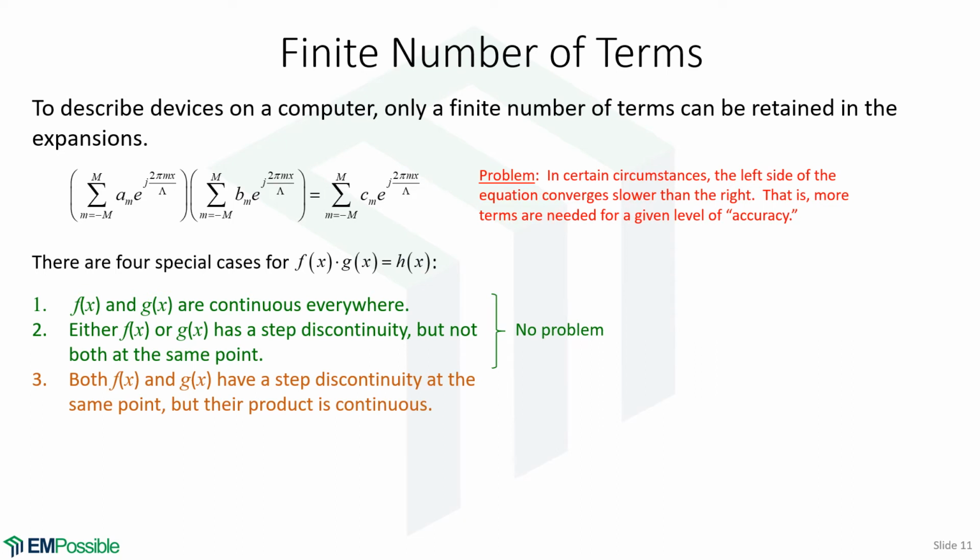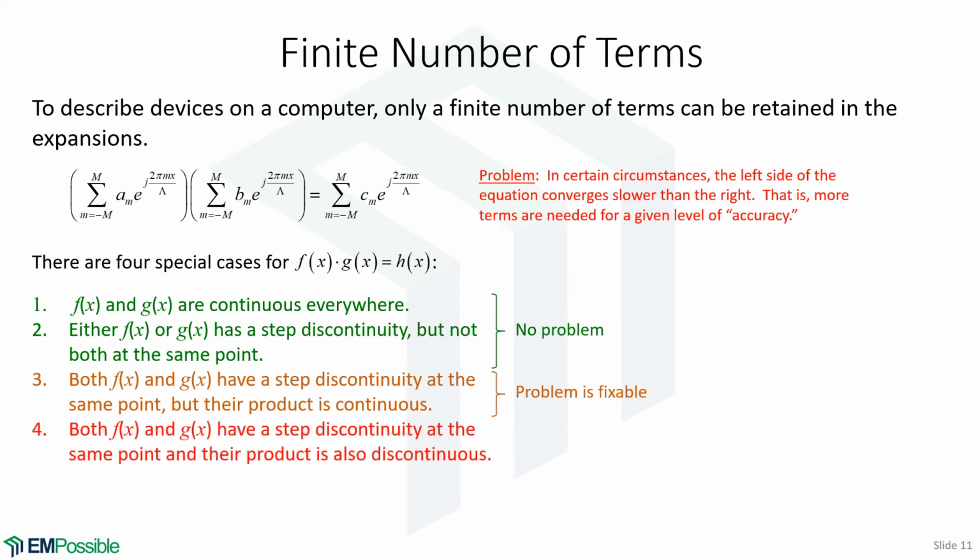Case 1, if f and g have a step discontinuity, but their product happens to be continuous. And this actually happens in electromagnetics. We'll have the permittivity times the electric field, and at a boundary, those are discontinuous, but it turns out the normal component, that product, is continuous across the interface. So this case does happen in electromagnetics. So this is problematic. We will have a convergence issue, but there's something we can do about it.